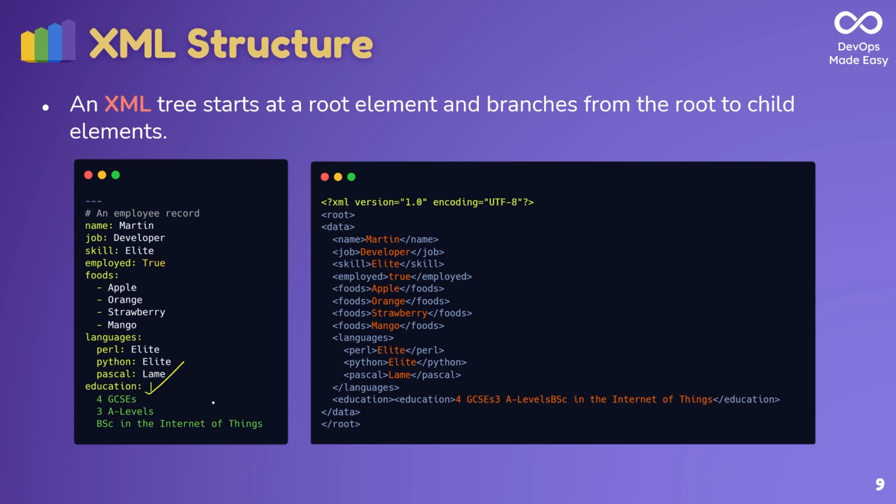And again, education is a string. So the education, sorry, this is an extra part over here. So this is the education tag, and inside it is a string. So this is how you convert YAML to XML. You don't have to convert it manually. We have multiple online tools for converting this.